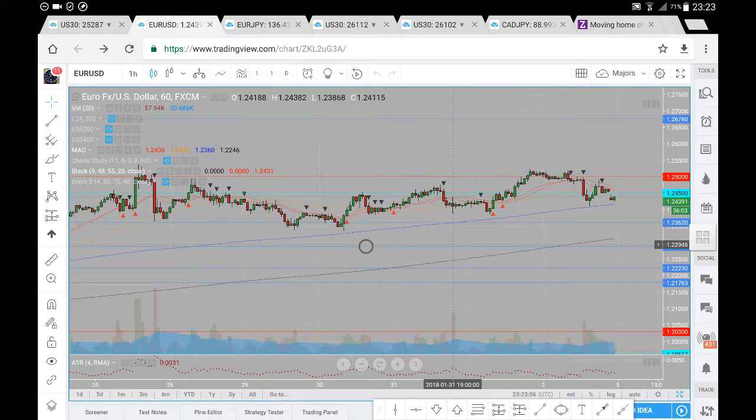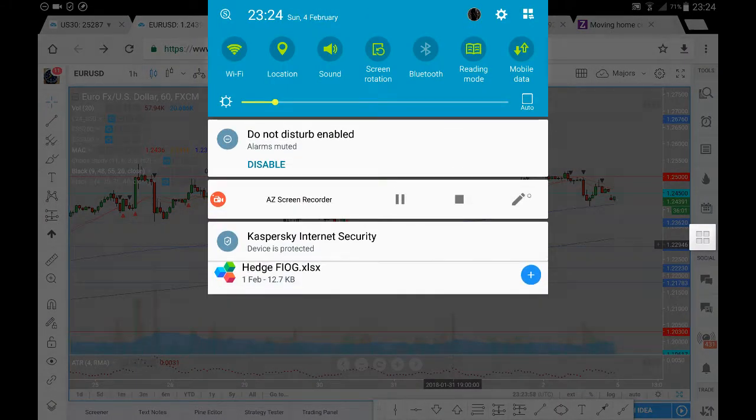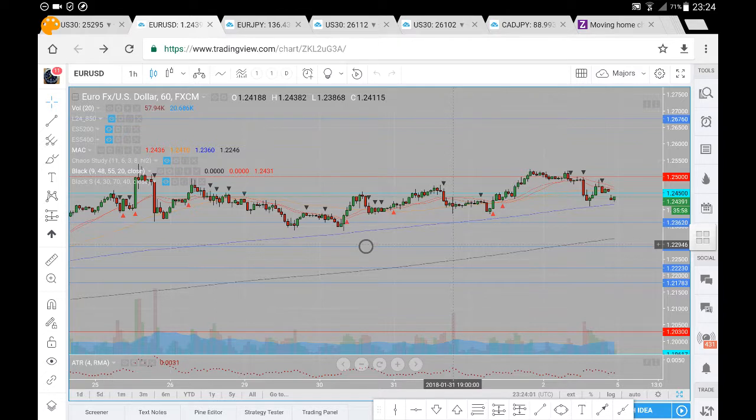So this is the euro dollar analysis for Monday, the 5th of February. Now, let's have a look at what I've been pricing, where prices may likely go.